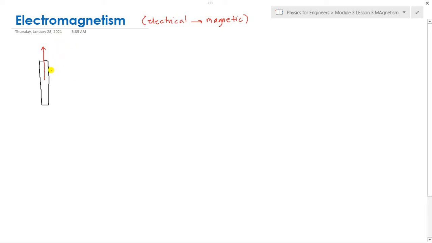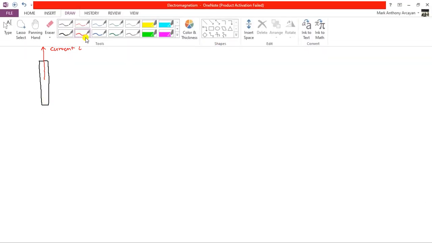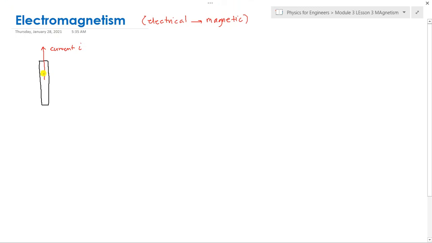So again, we have here a given conductor, and then atong butangan og current. Okay? Now by definition sa electromagnetism, if mupasar og current sa atong conductor, naay ma-produce nga gitawag nga magnetic field.